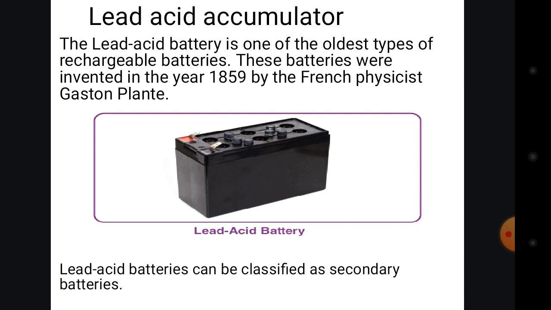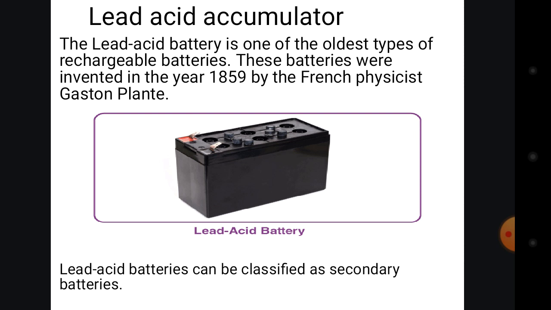So here we are going to talk about the lead acid accumulator. The lead acid accumulator is also like a battery, the normal battery, but it is one of the best, the first one that was invented. The lead acid battery is one of the oldest types of rechargeable batteries. If it is a type of rechargeable battery, that means it is under these two cells, whether primary or secondary, and since it is rechargeable, it is a secondary cell.